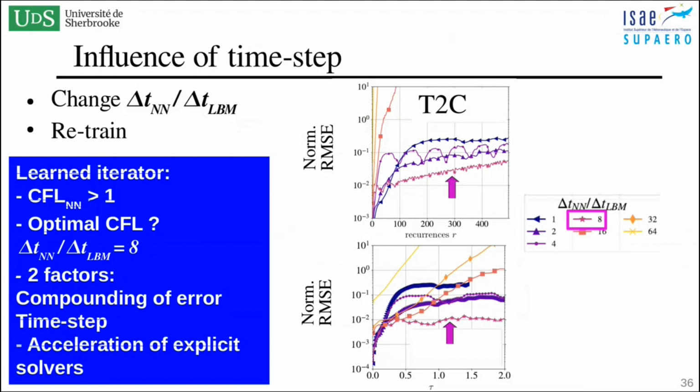But also, if we take a very big time step, for example 64, we see that the neural network is not able at all to predict even one iteration. So we see that there is a balance between these, but we are not sure yet exactly why this value is found. But it's still very interesting because it opens the way for the acceleration of explicit solvers.